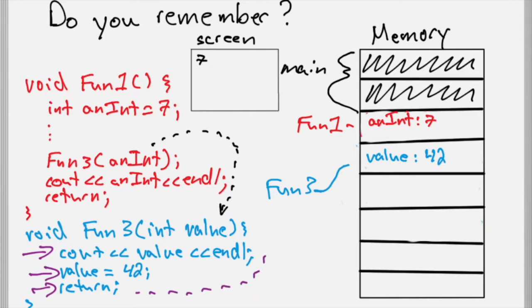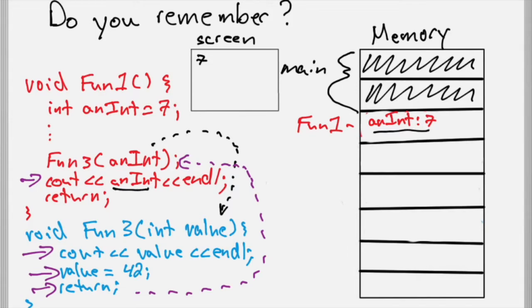Recall that when that happens, we go back to where we'd finished executing in the previous function, and the memory being used by our current function, fun3, is given up. It's what's known as deallocated, and now it's available to be used for something else. We then continue executing in fun1, and we execute the cout statement, printing anInt to the screen, and the value in that, which is still 7, shows up on the screen. So even though we messed around down in fun3 with value and changed it to 42, that had no effect on anInt because value was a local copy of the value that was in anInt when fun3 was called. Okay, so that's just a quick review on pass-by-value.